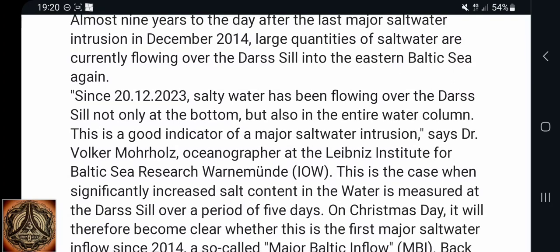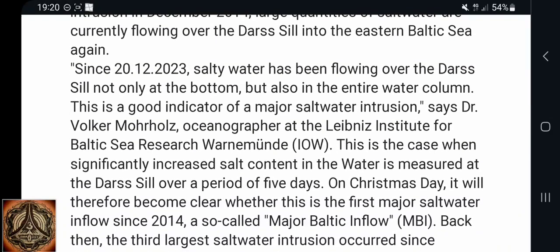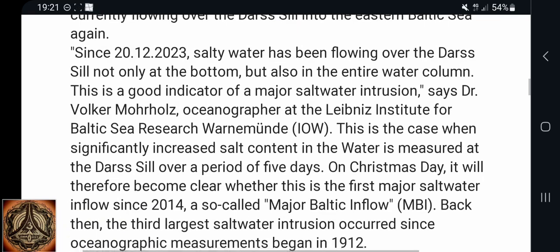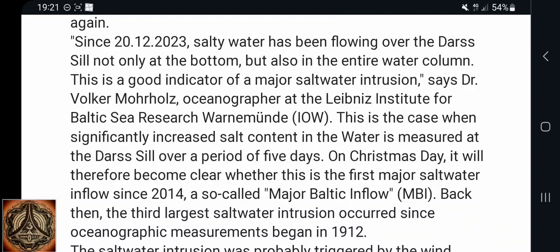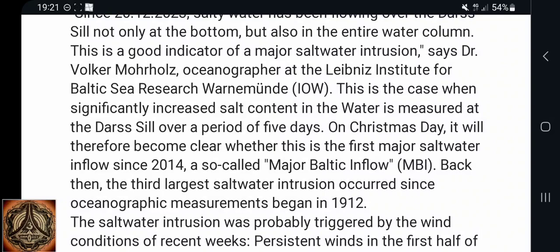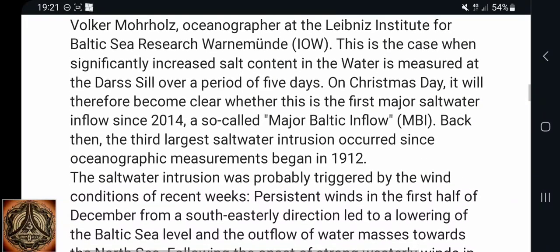Since 20th of December, salty water has been flowing over the Darßer Schwelle, not only at the bottom, but also in the entire water column. This is a good indicator of a major saltwater intrusion, says Dr. Volker Mohrholz, oceanographer at the Leibniz Institute for Baltic Sea Research in Warnemünde. This is the case when significantly increased salt content in the water is measured at the Darßer Schwelle. How many times do we hear this again? Over a period of 5 days.